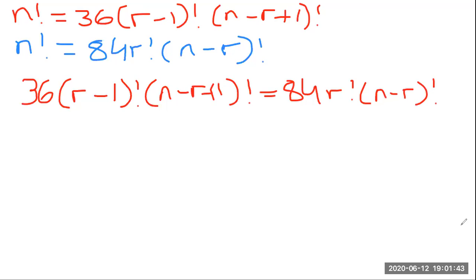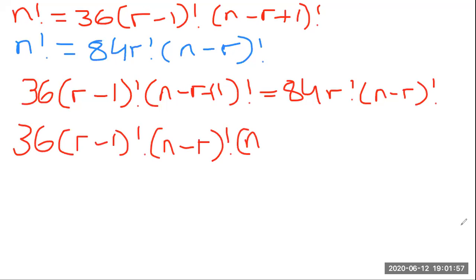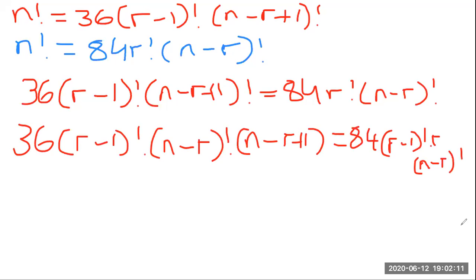So now we can do some cancellations with factorials. We know that n minus r plus 1 is greater than n minus r, so we can express that as n minus r factorial times n minus r plus 1. Same thing with the r factorial: that's just r minus 1 factorial times r times n minus r factorial. So obviously this cancels and this cancels.